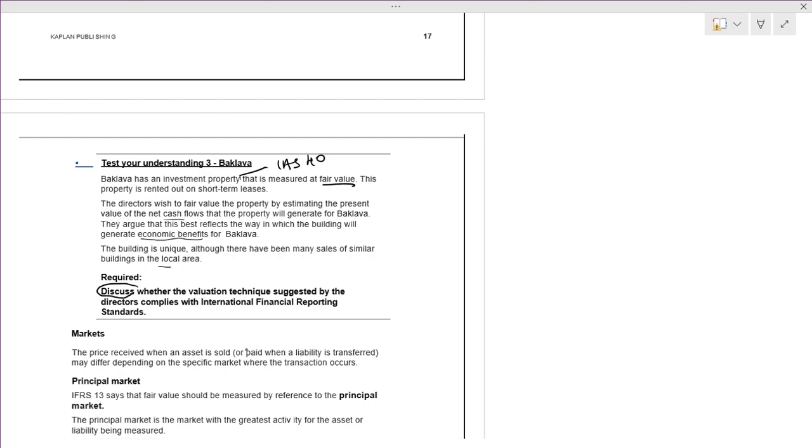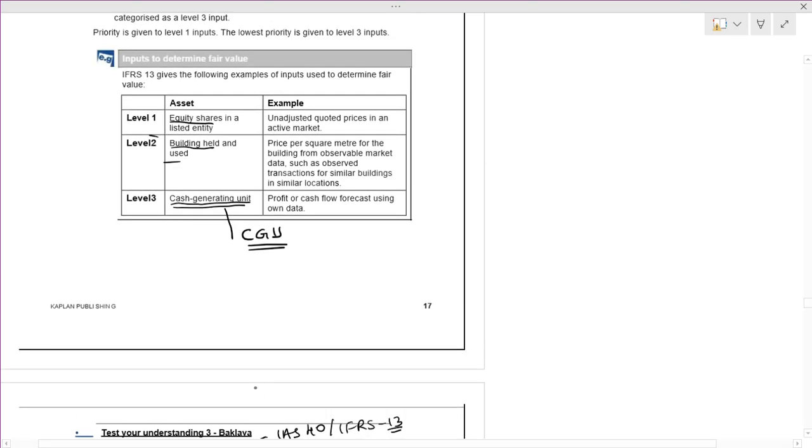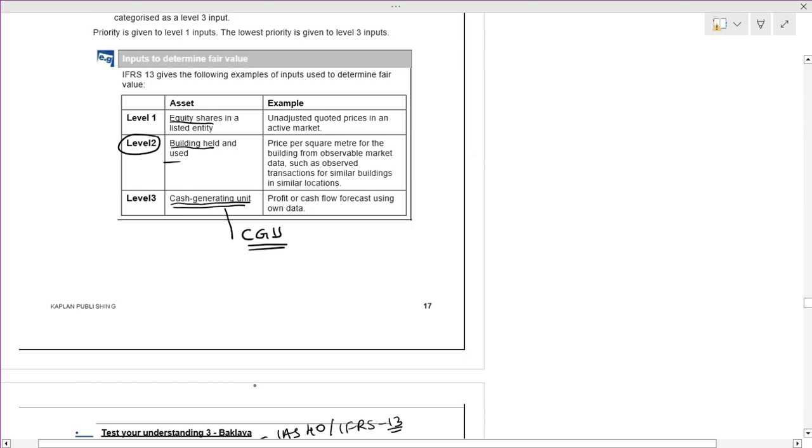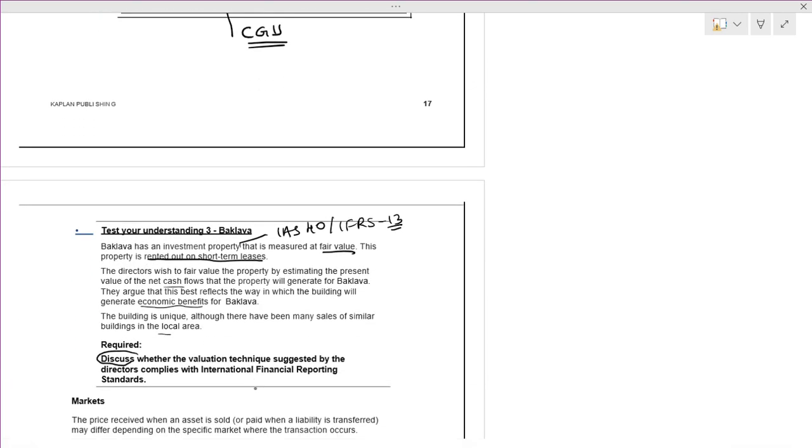Do the valuation techniques suggested by the directors comply with IFRS standards? IFRS talks about IAS 40, and here IFRS 13. Two things are integrated. One, we are talking in terms of IAS 40, and now see where we are fitting it. They are talking in terms of property. This property comes in which level? See what they are saying. This property is rented out on short-term leases. This property means it is held and used. This is with respect to level 2. It is held and used.